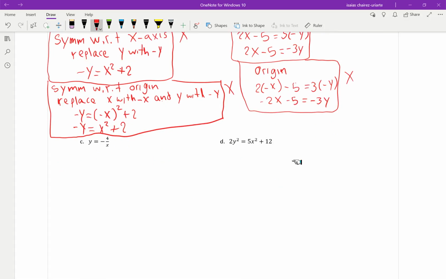Let me test for symmetry with respect to the y-axis. To test for symmetry with respect to the y-axis, I replace my x's with negative x. Okay? So I replace my x with negative x. And well, now here it gets a little tricky. This negative in the denominator, I could move it to the top, or I could just put it in front of my fraction. And if I put it in front of my fraction, what ends up happening is that it becomes negative, negative, which makes the thing positive. So this is the simplified form of this. It's just positive 4 over x.